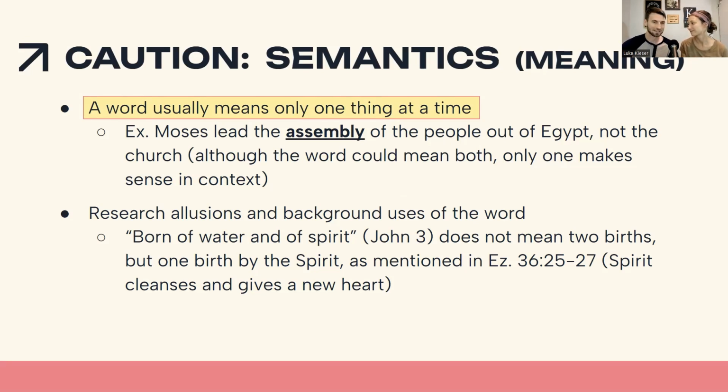And so the example here: Moses led the assembly, the ecclesia, which is the Greek word for church. So maybe like the Israelites were the church. But probably just this mass group of people. Good. So just being aware not to import all the meanings into one.